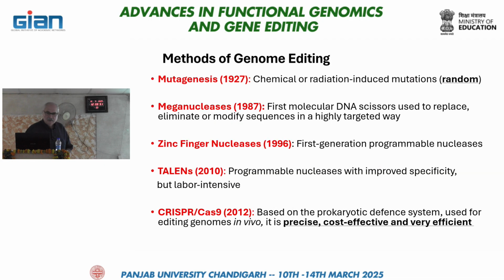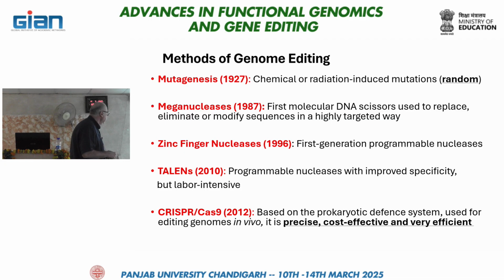methods. So to put all these methods together in a historical order, the first should be mutagenesis. Mutagenesis was introduced in 1927 for the first time. This is just chemical or radiation-induced mutations. The weakness of this approach is that you have random mutations everywhere in the genome.